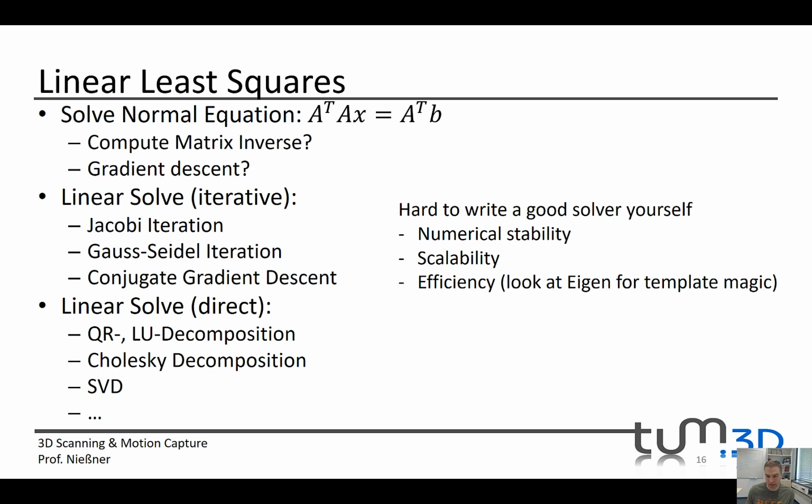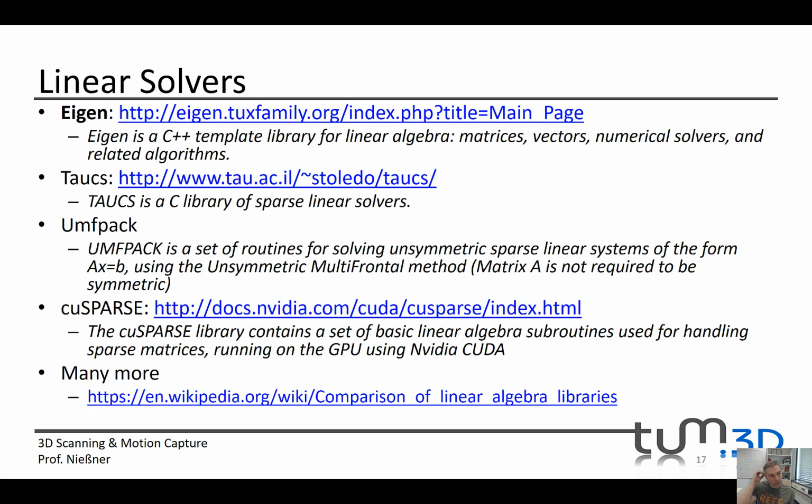There are very good solver packages you can try out. I wanted to give a few examples of what people often use. So there's Eigen, Tox, Umfpack, QSparse, but there are many more. I just put this comparison here. And these ones have really in-depth numerical knowledge. They're really rock solid in what they're doing.